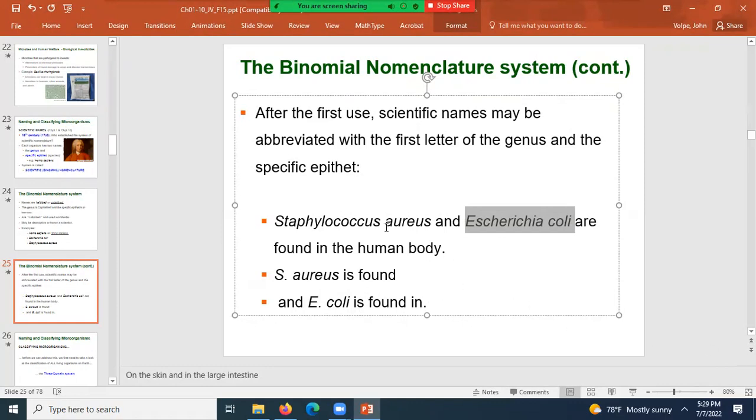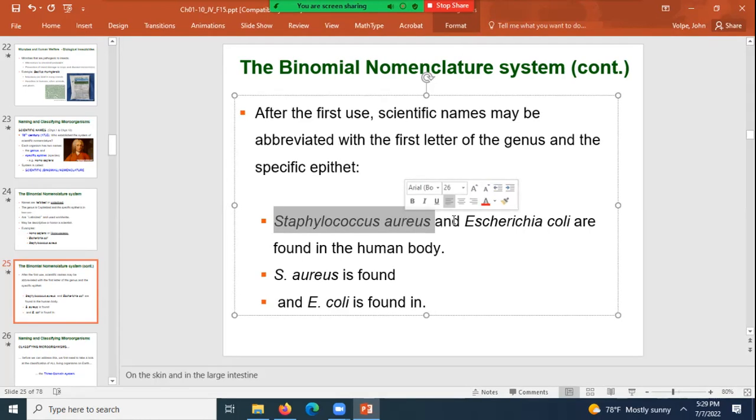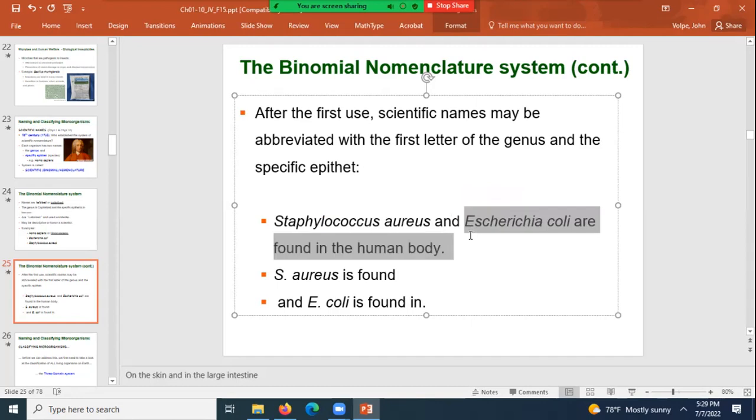By the way, Staphylococcus aureus can be found on the skin. About 20% of Americans have Staphylococcus aureus on their skin, and it's actually a human pathogen causing skin disease. So if you're somebody who frequently gets boils, you might have Staphylococcus aureus living on your skin. E. coli is found in the human body in the large intestine and the colon. Any question about any of that?